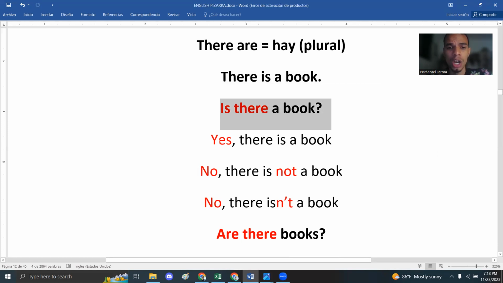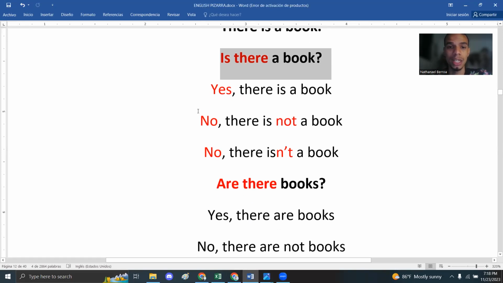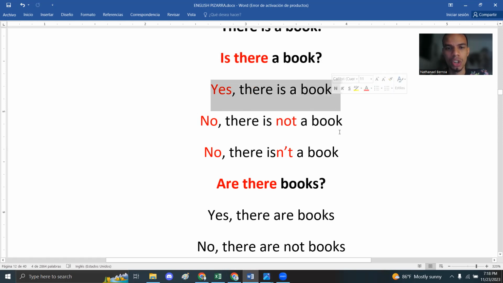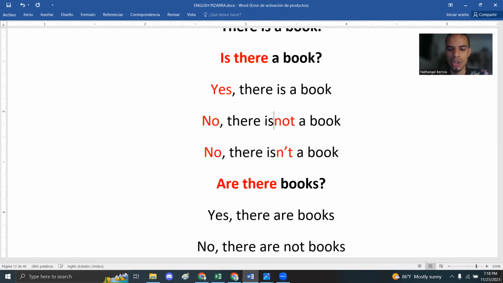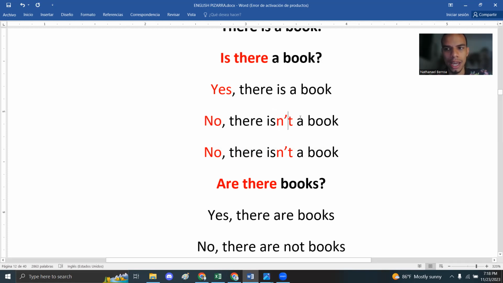Is there a book? ¿Cómo responder estas preguntas? Sería para positivo, yes, there is a book. Sí, hay un libro. Negative answer, respuesta negativa. No, there is not a book. Y respuesta larga, no, there isn't a book. Recordando que listen sale de combinar el is not y sale esto, isn't.